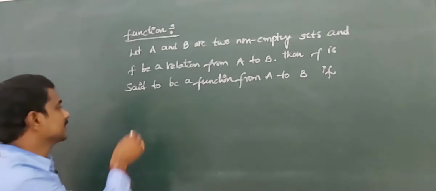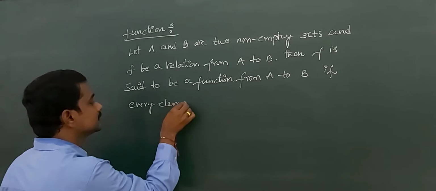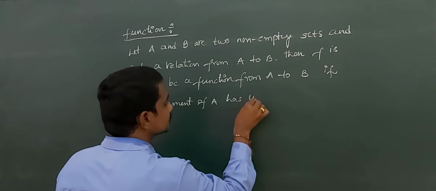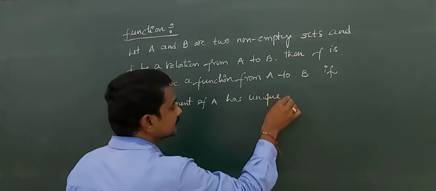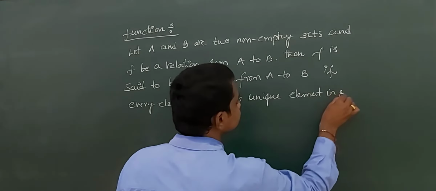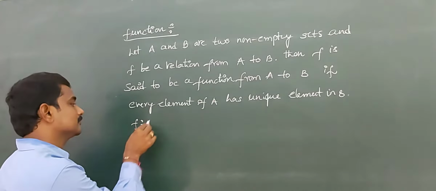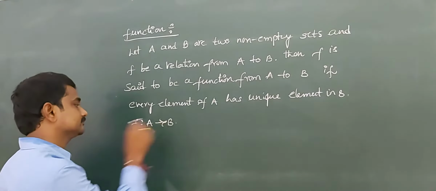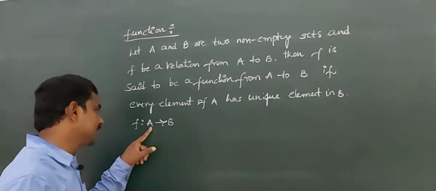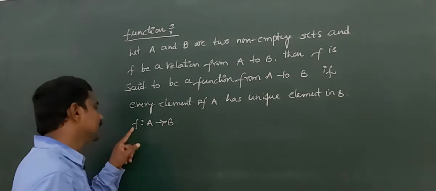every element of A has a unique element in B. It is written as F from A to B. Here A is the domain under F, and B is the codomain under F.